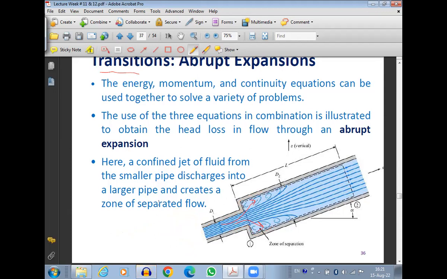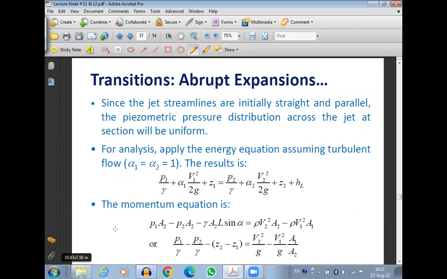Suppose we have a confined jet of fluid from a smaller diameter pipe that discharges into a larger pipe and creates a zone of separated flow. The jet streams are initially straight and parallel, and the piezometric pressure distribution across the jet at the section will be uniform. For analysis, apply the energy equation. Since this is an abrupt expansion case, there is no pump, there is no turbine, so HP and HT will not be there. We're going to end up with this equation.